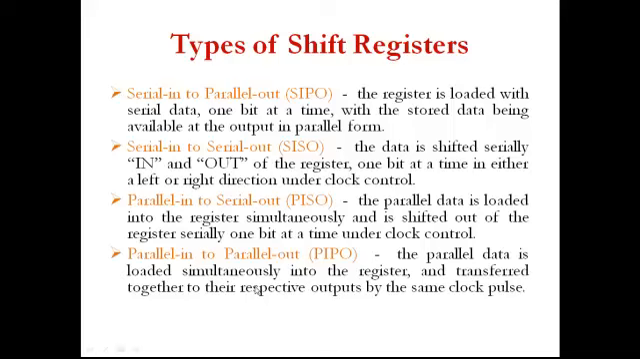So what are the types of shift registers we are having? 4 different basic types. First is serial in, parallel out. Second is serial in, serial out. Third is parallel in, serial out. Fourth is parallel in, parallel out.